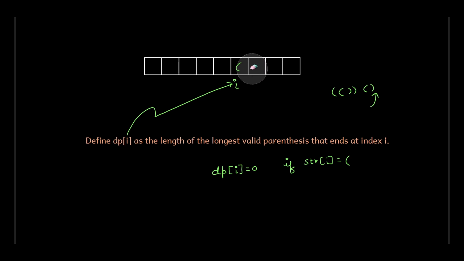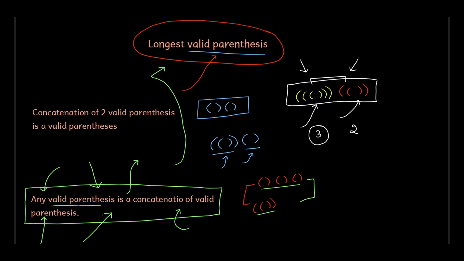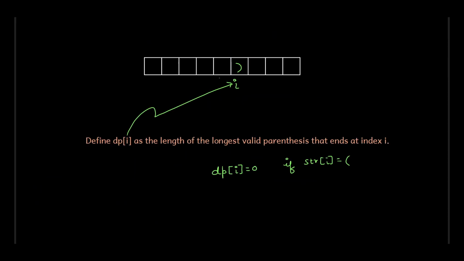But what if it is a closing bracket? If this is a closing bracket, then you know from the previous slide that this string can only be formed by a concatenation of some valid parentheses. So if it is a concatenation of valid parentheses, and it ends at index I, then this would be one valid parenthesis, this would be another, this would be another, and so on, and this would be the last valid parenthesis that ends at I. So then we ask ourselves, okay, what is the last valid parenthesis that was concatenated?